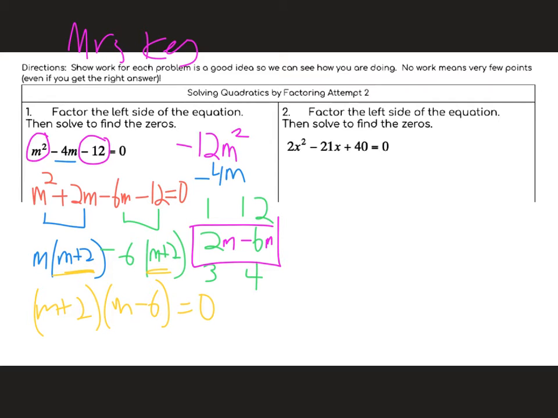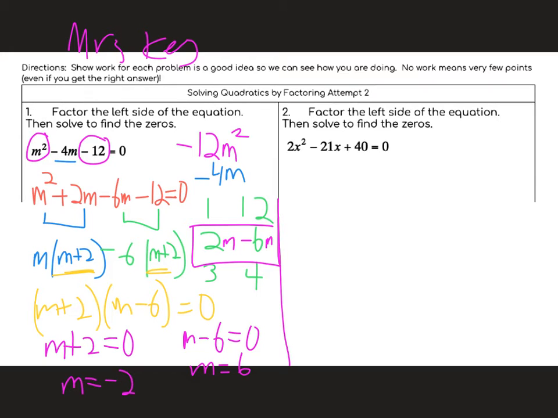To finish, we have to write two equations. m plus 2 equals 0, so m is negative 2. Subtract 2 from both sides. m minus 6 is 0, so m equals 6. And those are your solutions.